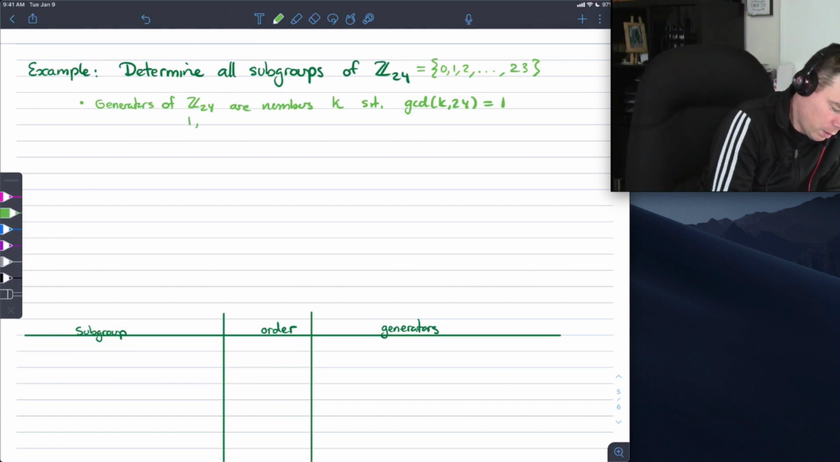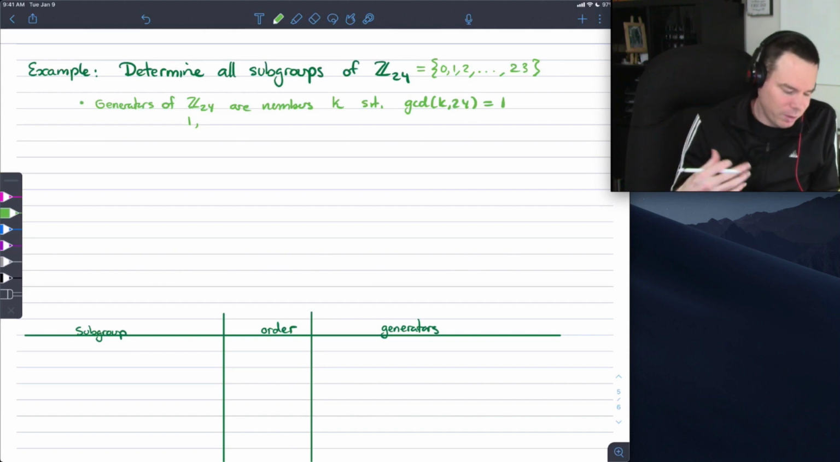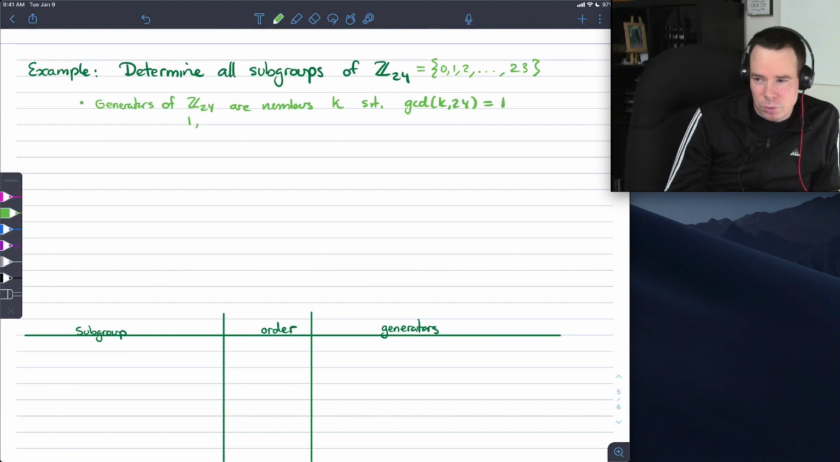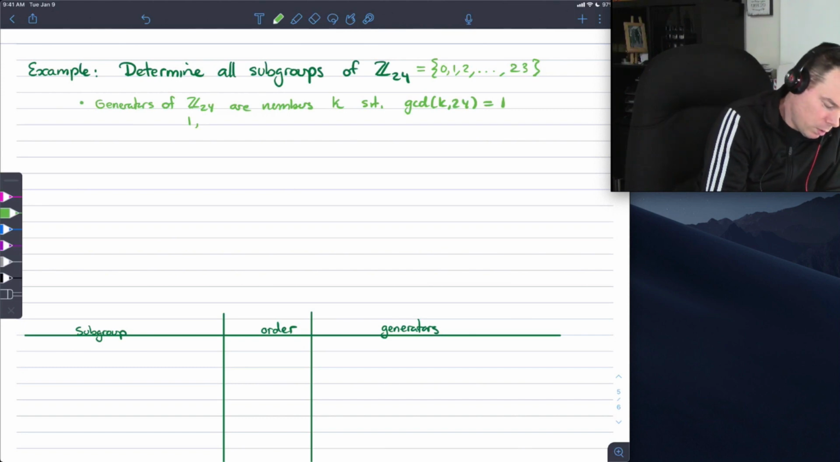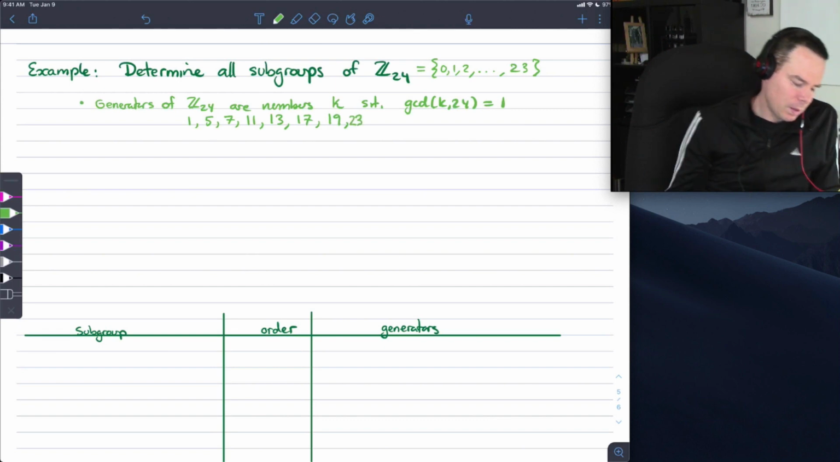So I'll think aloud here. 1 is relatively prime to 24, so it's a keeper. 2 is not, 3 is not, 4 is not. 5 is, 6 is not. 7 is, 8 is not. 9 is not, 10 is not. 11 is, 12 is not. 13 is, 14 is not. 15 is not, 16 is not. 17 is, 18 is not. 19 is, 20 is not. 21 is not, 22 is not. 23 is.